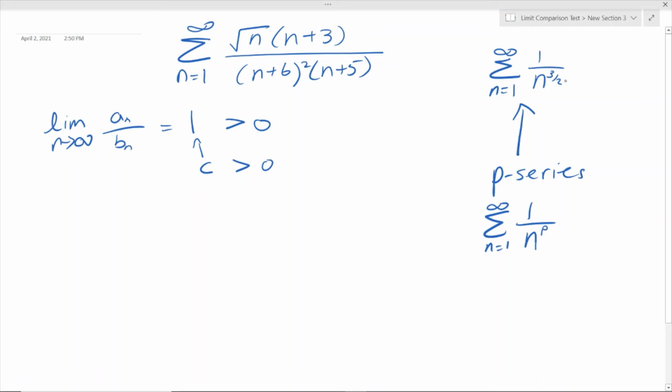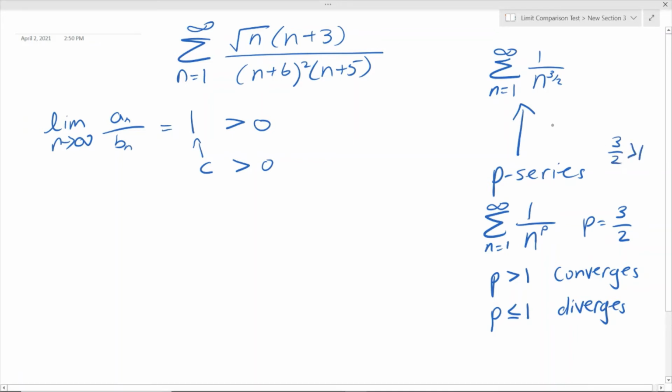In this case, P is equal to 3 over 2. Now, P series are a special type of series, and they say that if P is greater than 1, then the P series converges. And if P is less than or equal to 1, then the P series diverges. In this case, 3 over 2 is greater than 1, so this P series converges.